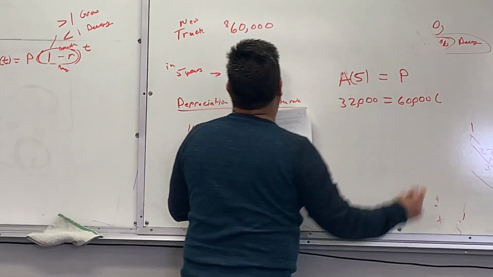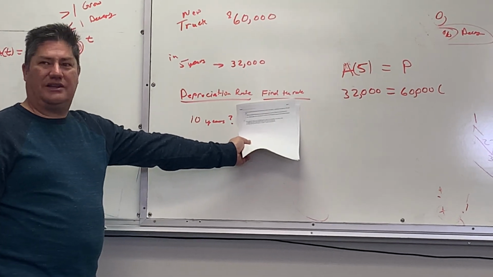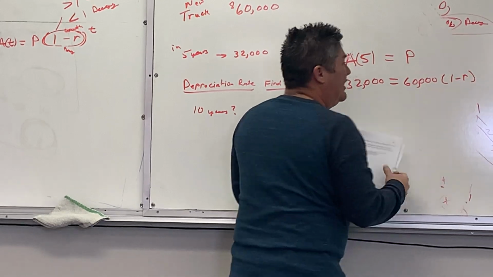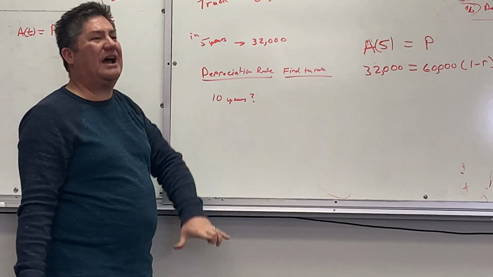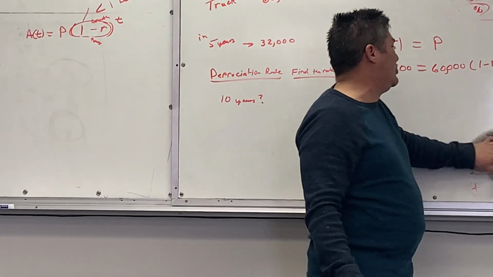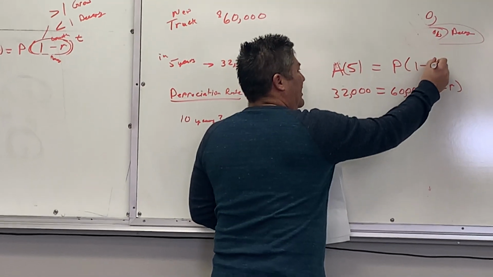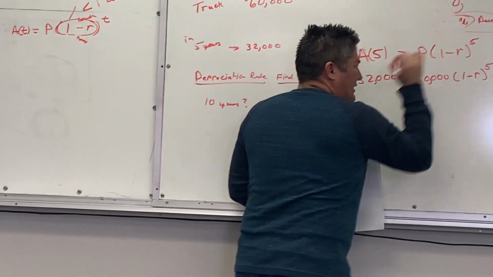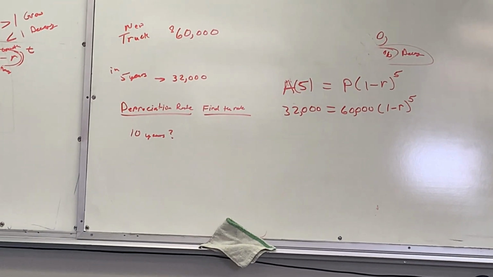Do I know the rate? No, that's what I'm what? Finding. Yeah, it says find the rate. So I'm going to go 1 minus what? R. I know I'm using a minus though because it's what? Depreciating or going down in value. Okay? So I'm going 1 minus R raised to the t. What's the t? Remember, this is 1 minus R raised to the 5 because 5 is the what? T. Everybody got that? Write that equation down because this is a little trickier than some of the others.